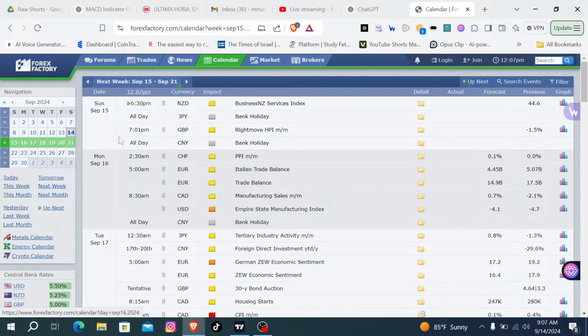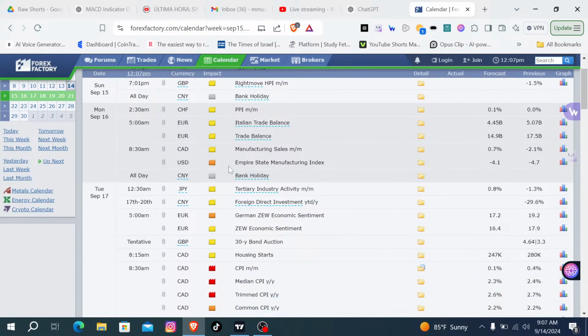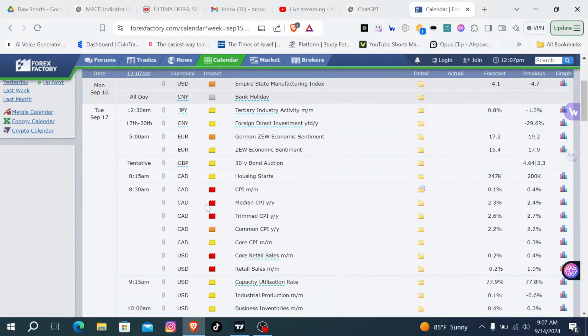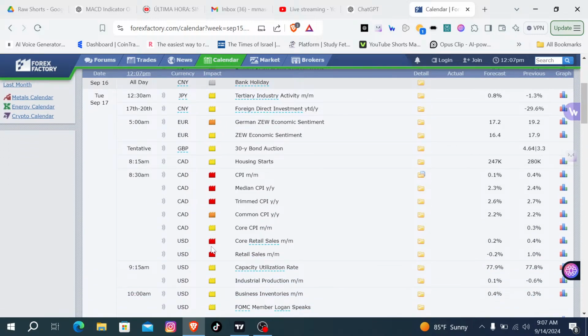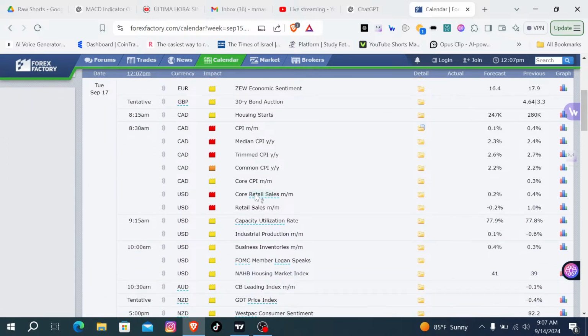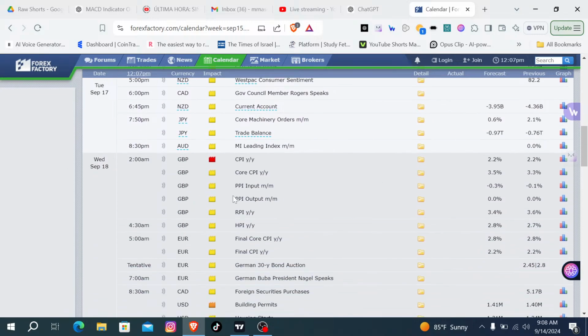But look, Monday we don't got nothing. We got an orange folder with manufacturing, so that is important right there. You want the red folders. That's what's really gonna move the market, especially the indexes. Core retail sales, that's important right there.